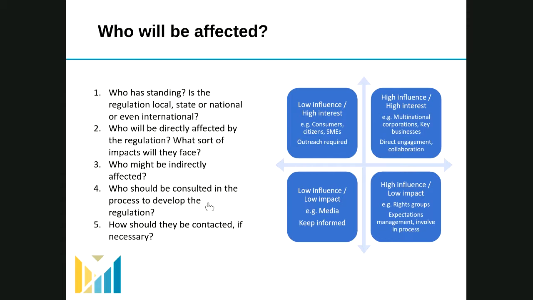Now, in the development of regulation process, you might have the low impact group as well. So there might be, for example, rights groups or groups that are not directly affected by the regulation, but might want to participate and engage in the process. And there are also low influence and low impact groups like the media that just need to be kept informed as part of the process.